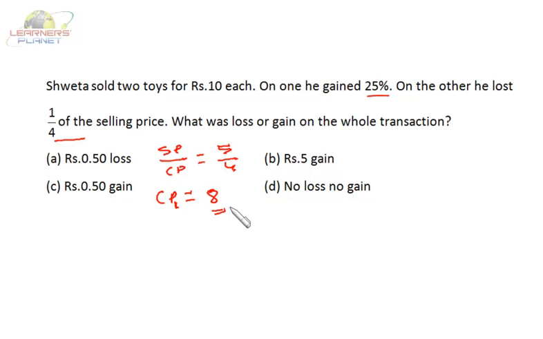Now on the other she is losing 1/4 of the selling price. That means loss is 1/4 of the selling price, that is 2.5 rupees. That means cost price is 10 plus 2.5, that is 12.5.